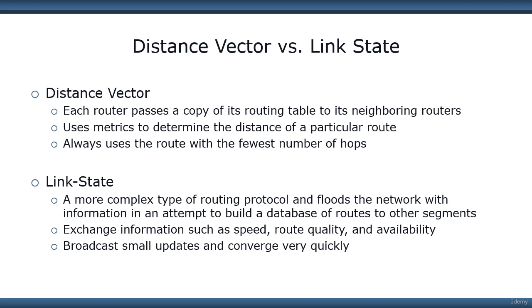A link state routing protocol is more complex. It floods the network with information in an attempt to build a database of routes and other segments. The routers then exchange information like speed, route quality, availability, etc. They build a map. This map is basically maintained on 1 or 2 systems for high availability. And it acts as a database or a diagram, I should say, of the network. So anytime there's a change, then the individual router detecting that change will notify that central station, and the central station will then produce a new map and shoot out the updates.